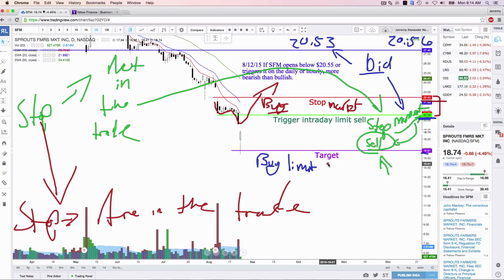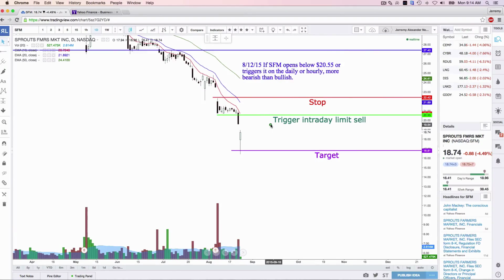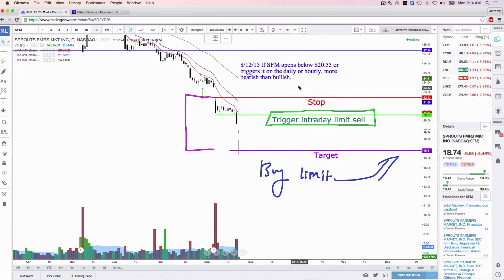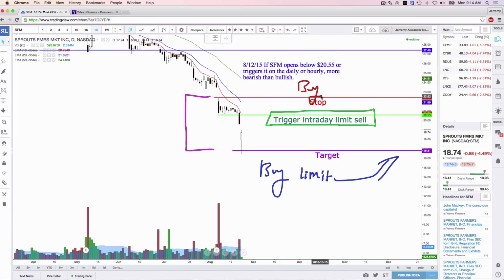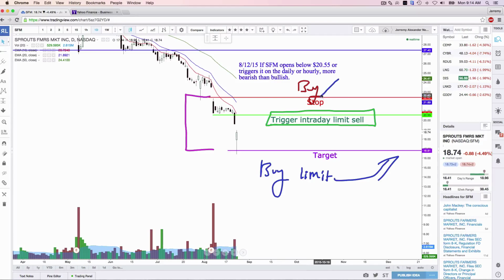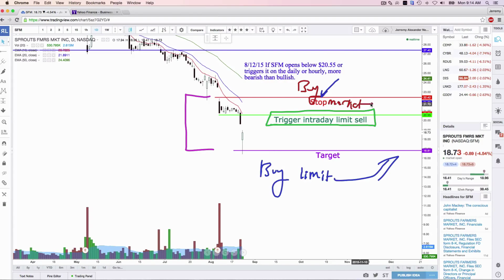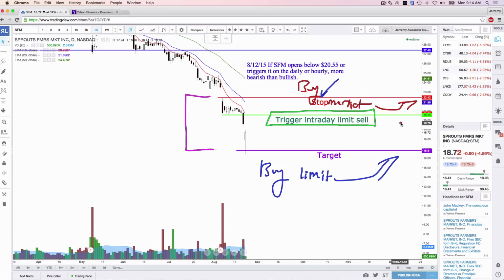In this example, if you got triggered into the trade and you wanted to do a stop and a target at the same time, you would still have to fill out the order forms. You would do a buy limit at 16.81. You would do a buy stop market order. So you literally would type in the stop market order at $22.42.